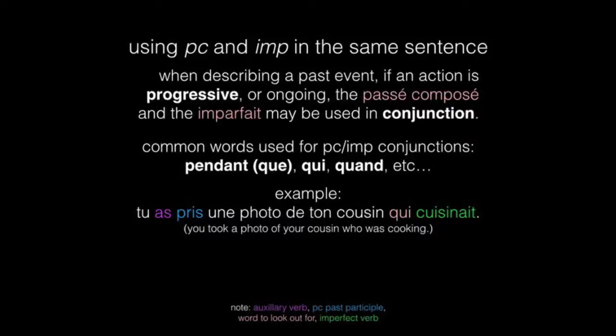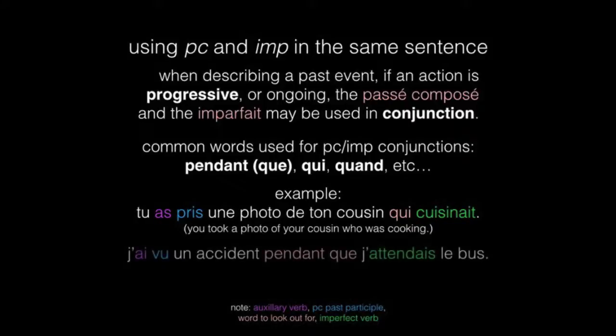So you took a photo is a specific action that happened. And you could argue that your cousin cooking is also a specific action, except that it's a progressive action, so it has to be imperfect. In this case, you can combine the passé composé and imparfait in the same sentence, and the word that lets this happen tends to be qui. And you'll see on the bottom I did the color coding thing again. Second example, j'ai vu un accident pendant que j'attendais le bus. I saw an accident while I was waiting for the bus.